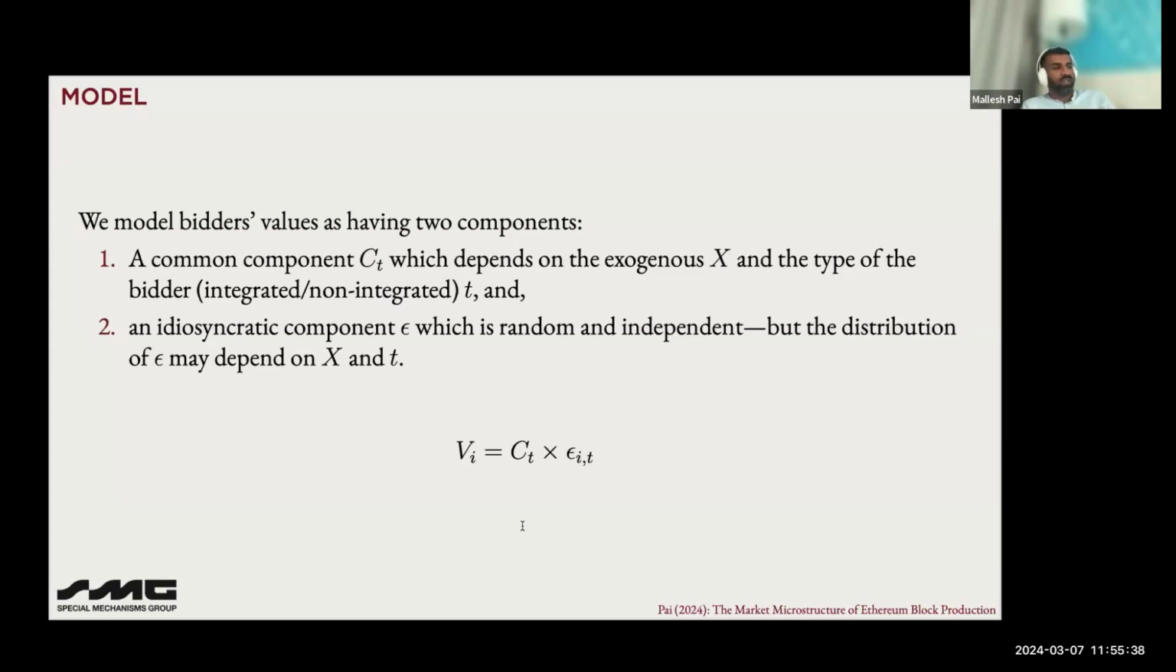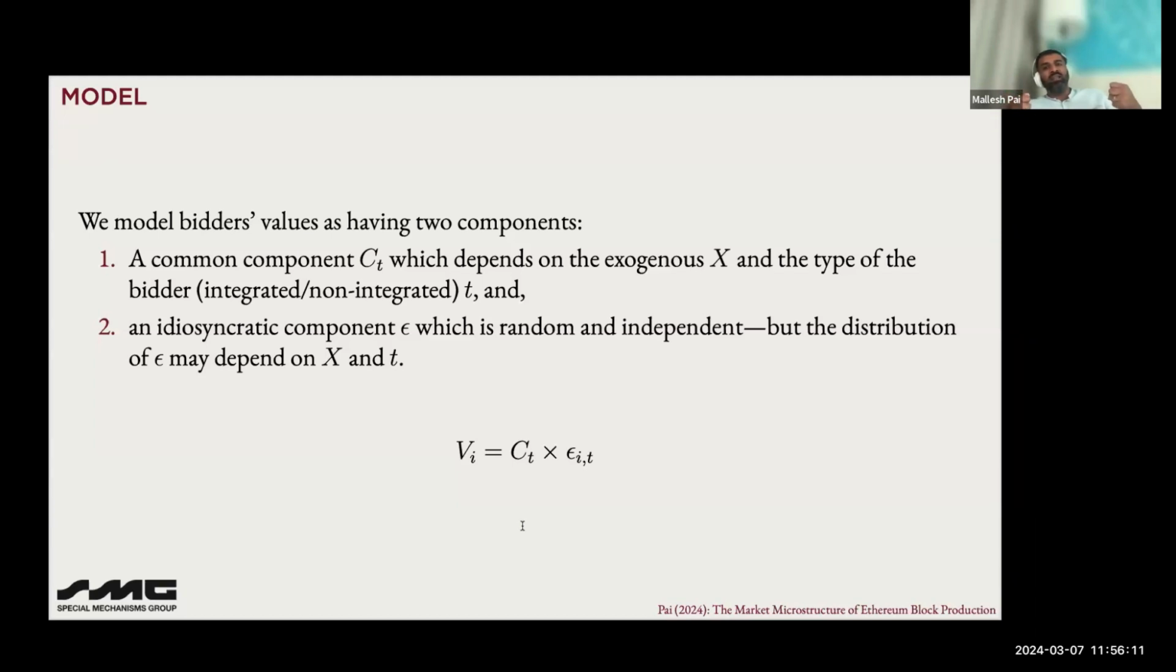The model in the paper will be slightly more embellished on this, but I just wanted to put the simple model up there, which is that we're going to model a bidder's value as coming from two components. As a function of your type and as a function of the exogenous x's that I described earlier, gas fees, Binance movement, and so on, you are going to get a common component. So if I'm rsync or Wintermute, or rsync or Beaver, we both have the same exogenous x's, and we both have the same common component C_T.